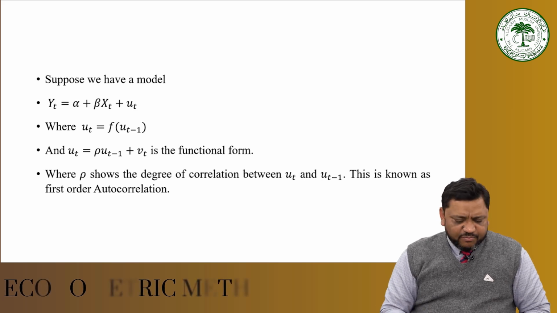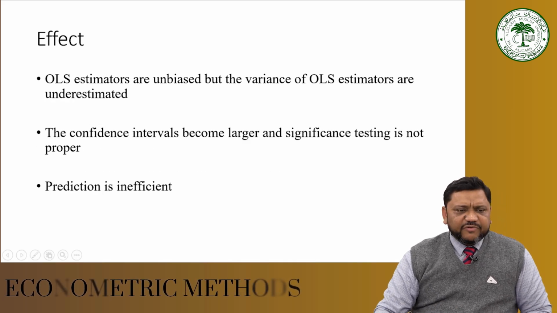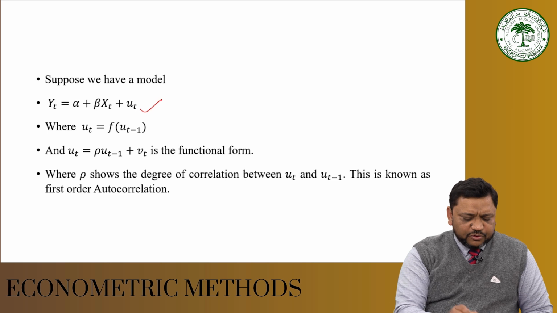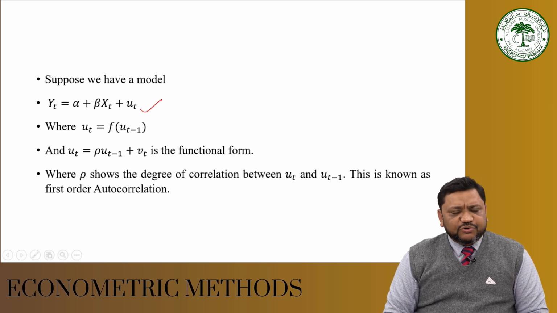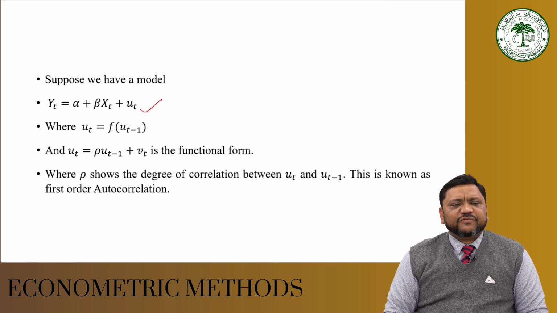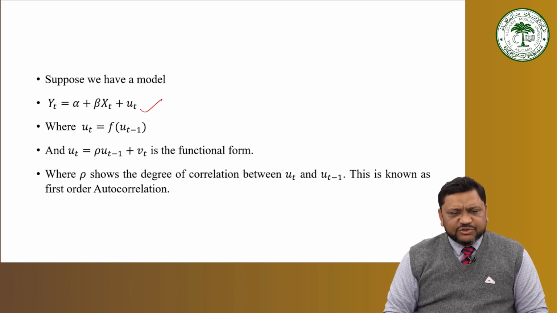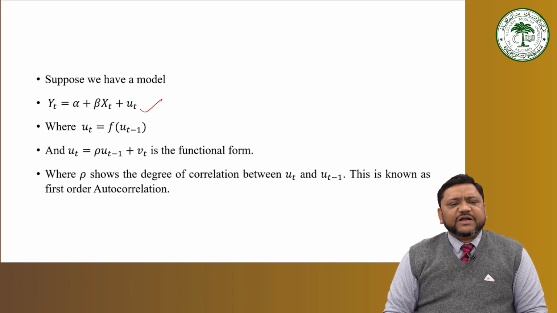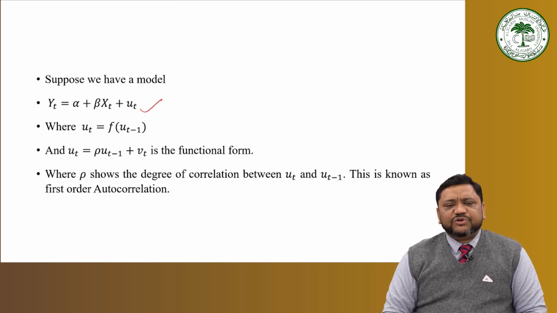Say we take a model wherein yt is equal to alpha plus beta xt plus ut. In this model, if we define ut as a function of a previous value, ut minus 1, then we can say that ut is equal to rho ut minus 1 plus vt. Now this is the functional form. Here rho shows the degree of correlation between ut and ut minus 1. This is called first order autocorrelation.